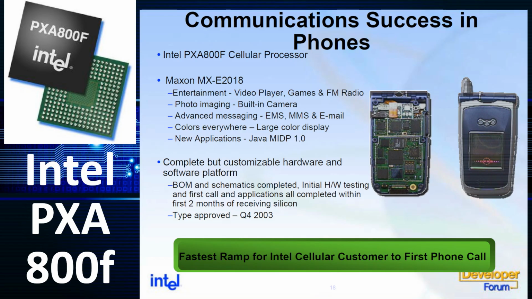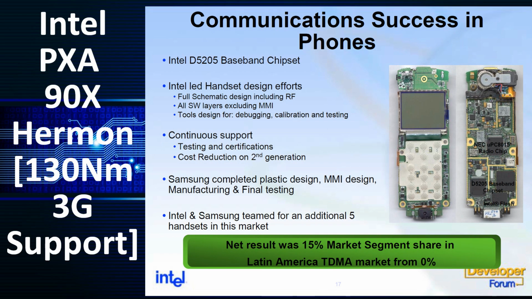The Intel PXA800F processor, codenamed Manitoba, was used in GSM and GPRS mobile phones. It had a frequency of 312 MHz with 4 MB of integrated flash memory. The Intel PXA90H, Hammoond, was the successor of the Manitoba chip, built on a 130nm fabrication process.